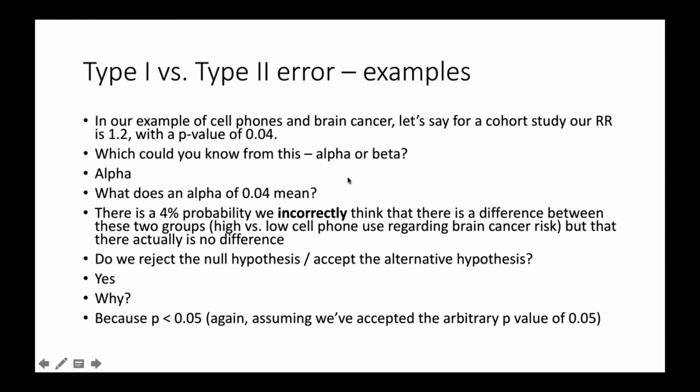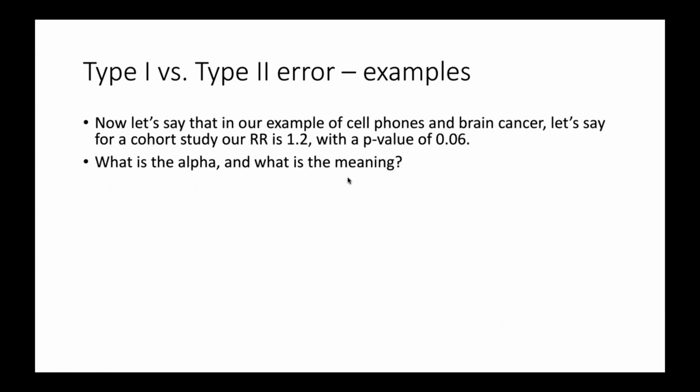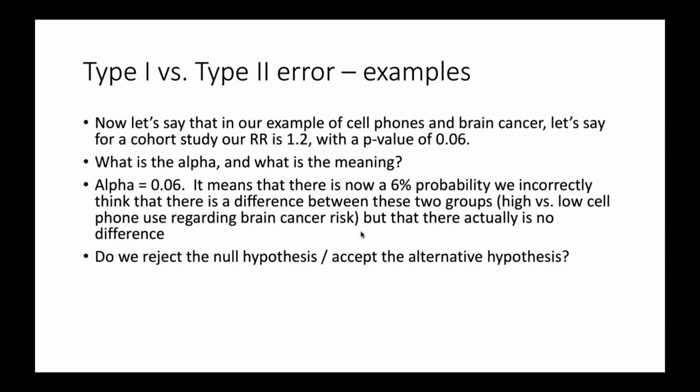Yeah. All right. What's the alpha in this case and what's the meaning? So relative risk is 1.2, p-value is 0.06. The alpha is a p-value, right? So what's the number? It's 0.06. Perfect.